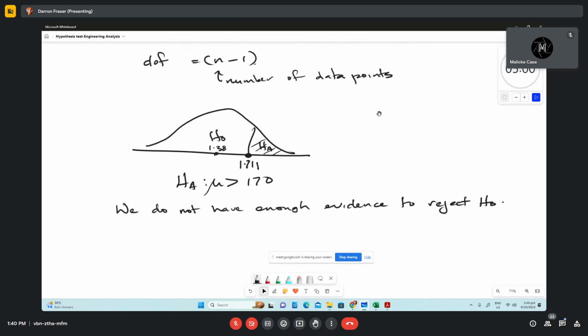So that is lawyer speak for saying that we do not reject H0, we do not accept HA. Sorry. Because it lies in the H0 region, we accept H0: the mean has not changed.